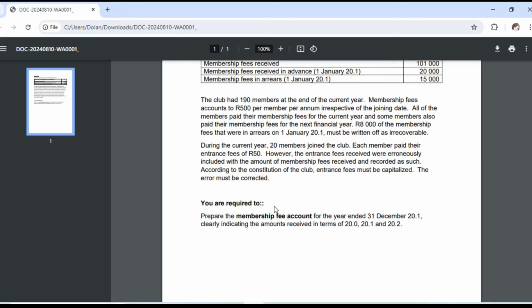You are required to prepare the membership fee account for the year ended 31st December 2001, clearly indicating the amount received in terms of 2000, 2001, and 2002. Okay, so our current year is 2001. Our previous year is 2000, and our advanced year or next year is 2002. So I want us first to go and prepare the format, right? Let's go to the format of the membership, come back, analyze, and record.